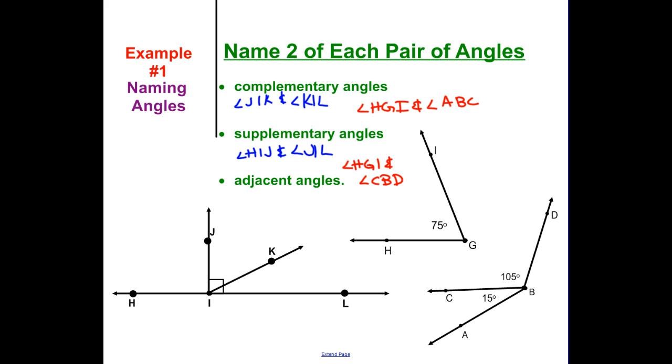So I need to name two of each pair of adjacent angles. Remember, adjacent angles share a vertex, that endpoint, and they share a common side. So I'm going to look right here. I know that I is a shared endpoint and IK is the shared side. Shared side to my other two angles, JIK and LIK. So angle JIK and angle LIK.